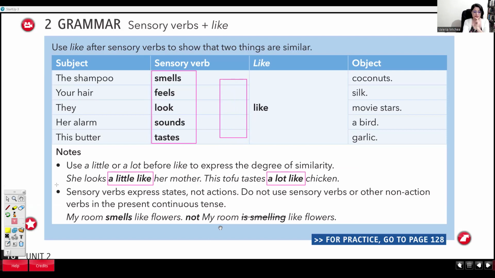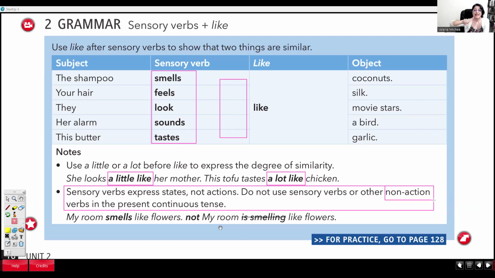What else? This is important. We mentioned that we cannot use sensory verbs in the continuous form. It's always in the present simple or the past simple. But don't use it in the present continuous or the past continuous, because it doesn't make sense in those tenses. The sensory verbs are also called non-action verbs, right? So they cannot be continuous verbs.